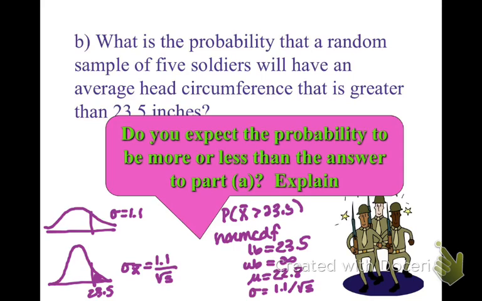So if we use our calculator to find this answer, we will find that the probability of getting an average of 5 soldiers whose average head circumference is greater than 23.5 is going to be 0.0774. So it is much less likely to get an average head circumference that's an extreme value than it is to pick one randomly selected soldier that has an extreme value.